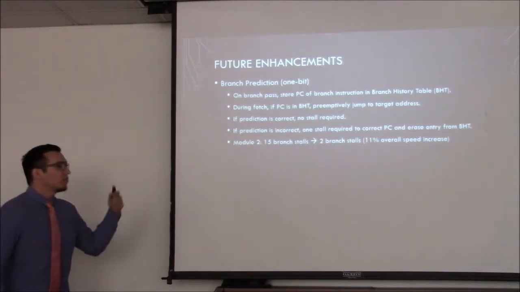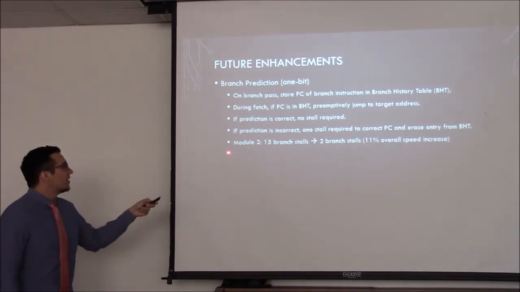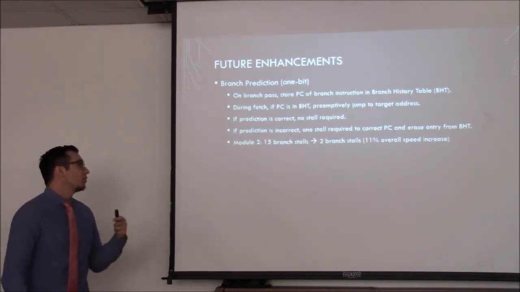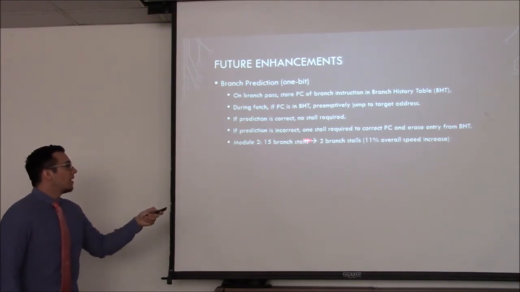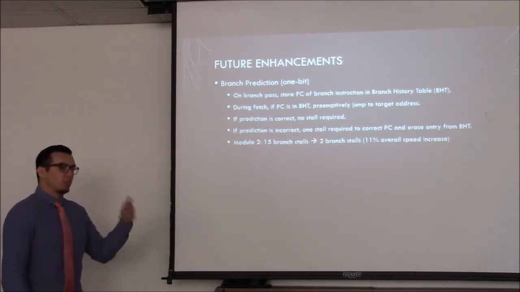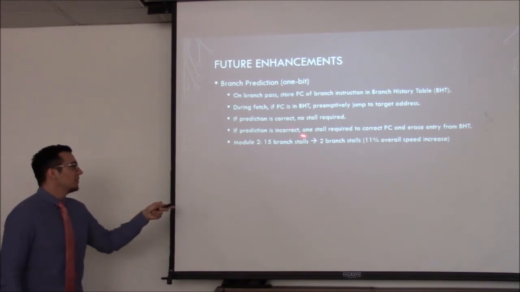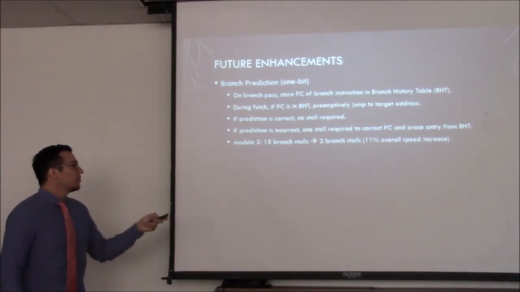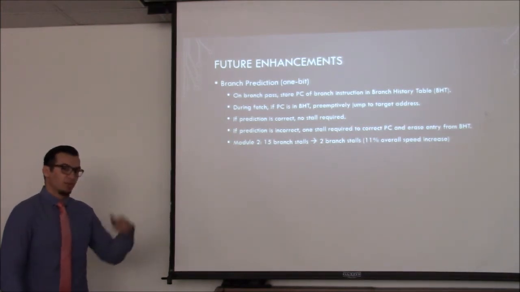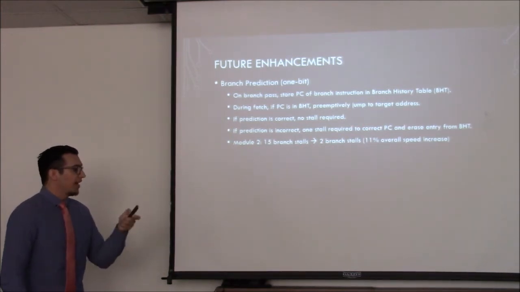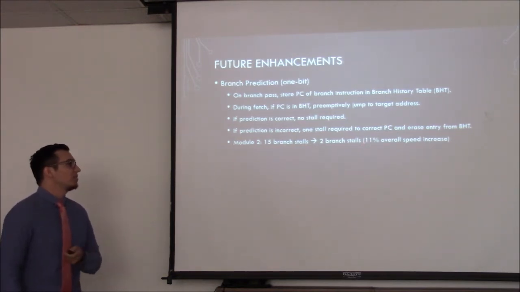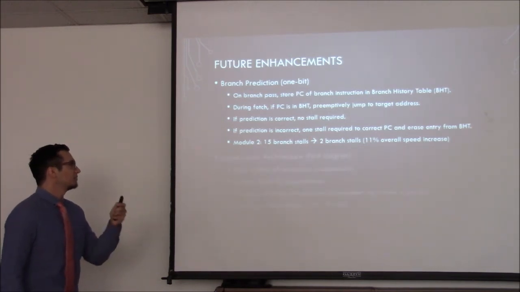The performance boost that this brings is apparent in module 2. There's a loop that executes 16 branch instructions in a row. In our current implementation, with 15 branch passes, we have 15 branch stalls. With 1-bit branch prediction, we can take that down to 2 branch stalls. It will only mispredict the first and the last iteration of that loop. This cuts down on 13 stalls, leading to an 11% overall speed increase for that module.